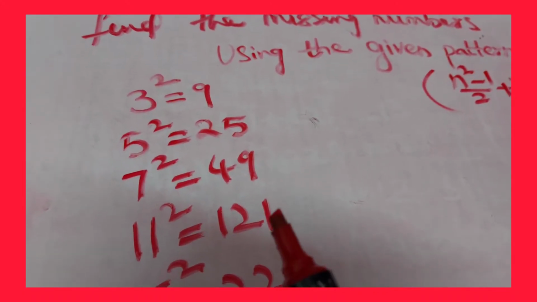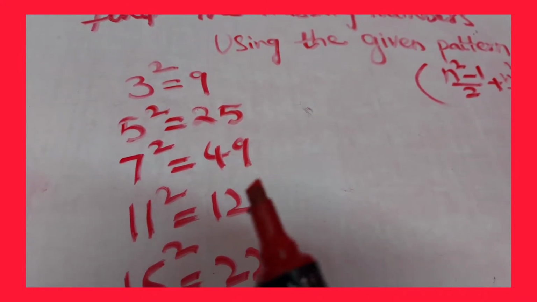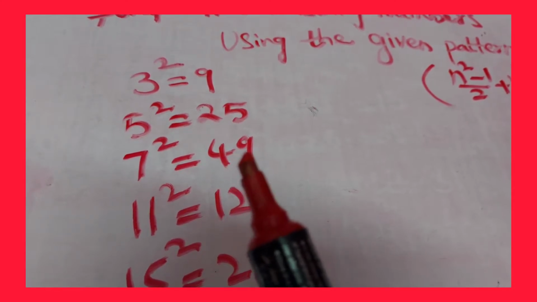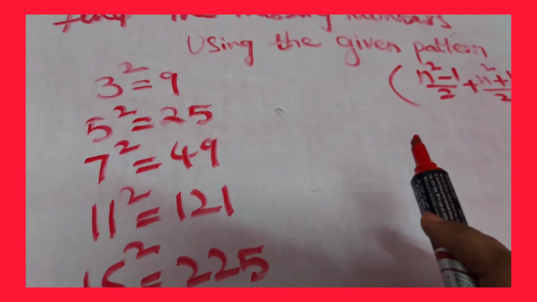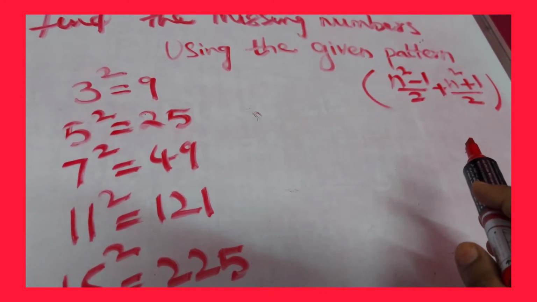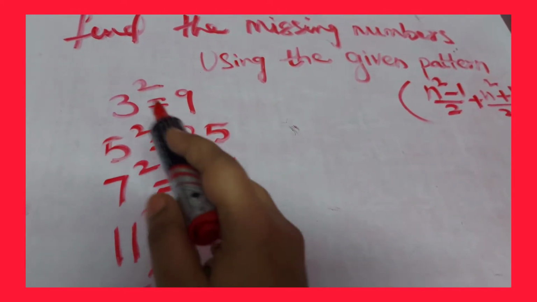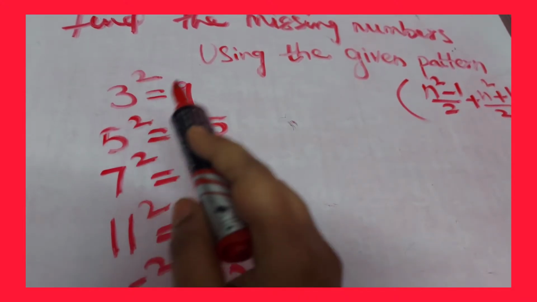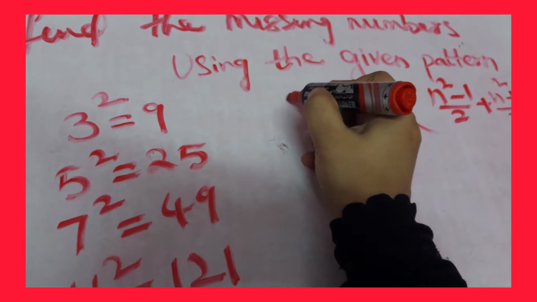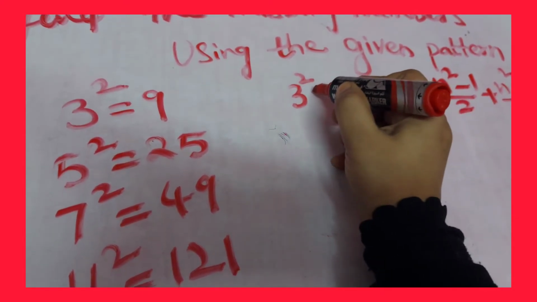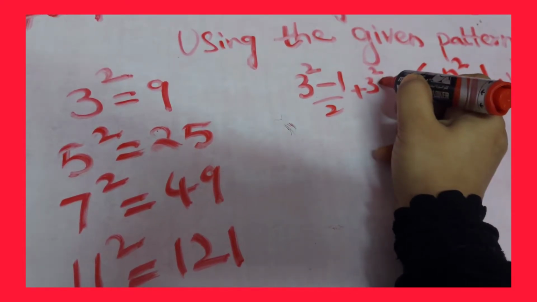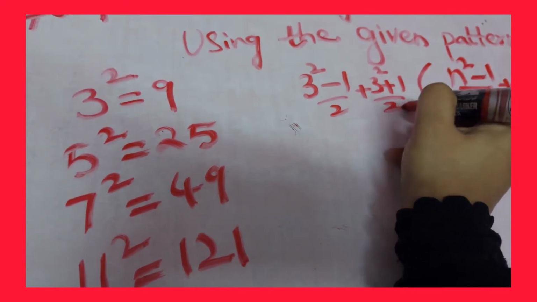So 3 square is equal to 9. It will be given. So now how you have to write this 9? You have to take this formula: (n square minus 1) by 2 plus (n square plus 1) by 2. So what is n square here? 3 square. So you have to take (3 square minus 1) by 2 plus (3 square plus 1) by 2.